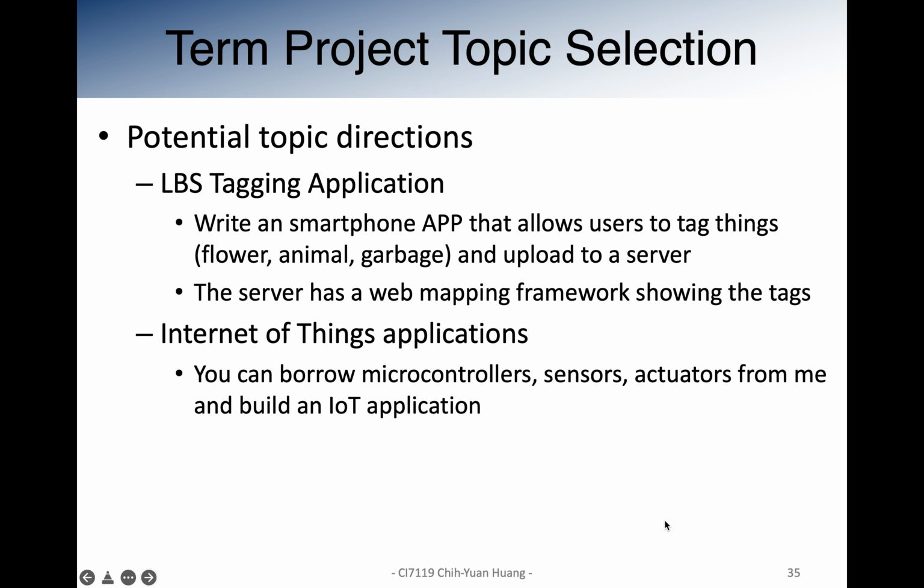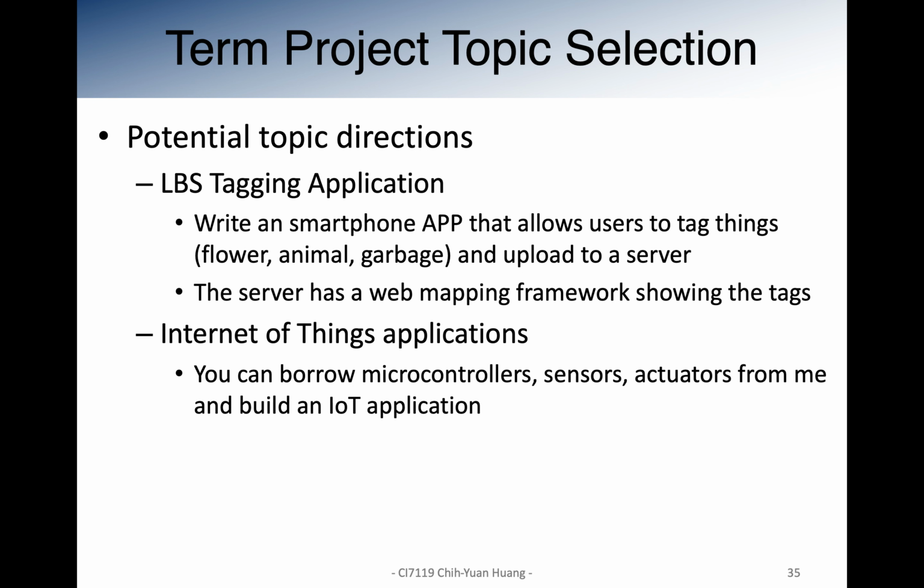Okay. And then the other possible topic selection is the LBS tagging application. For example, if you want, you can write a smartphone app that allows users to tag things. For example, take a picture of flowers, animals, or some garbage, and then upload it to the server, and the server will have a web mapping system to show those tags. You can think about what this procedure can help you to achieve.